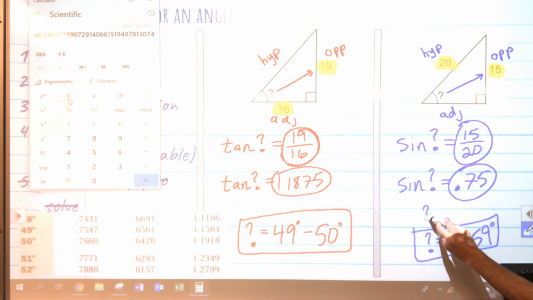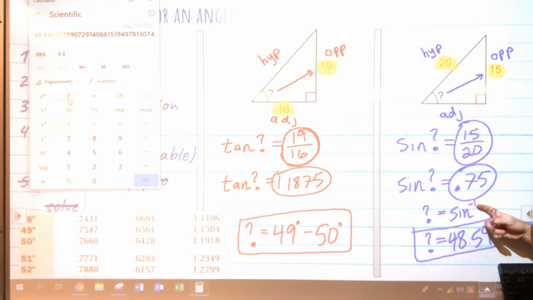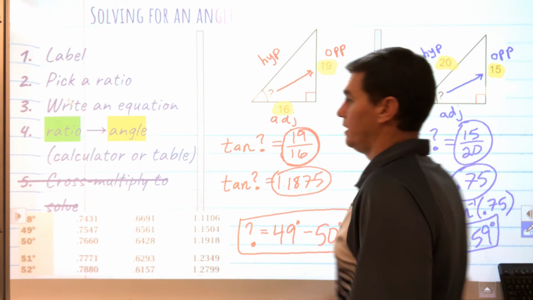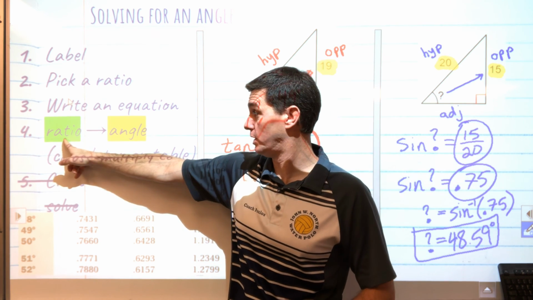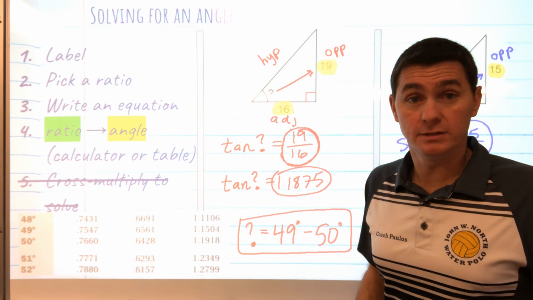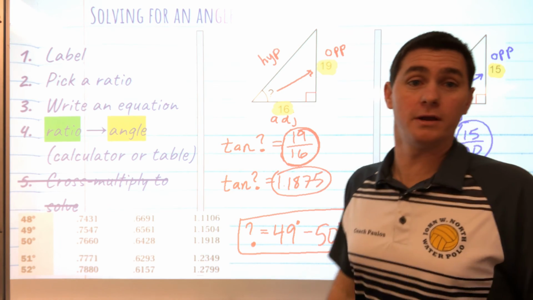Okay, now I want to show you the notation on what happens between here and here. We would say our angle, in this case the question mark, is equal to sine, and we use this little -1. We call this inverse sine. Inverse sine of 0.75. And what that means is we're just working backwards. It's a notation that says instead of using the angle to find the ratio, we're using the ratio to find the angle. Now that's everything you need to know for solving for a side or solving for an angle using trigonometry. Thanks for tuning in.